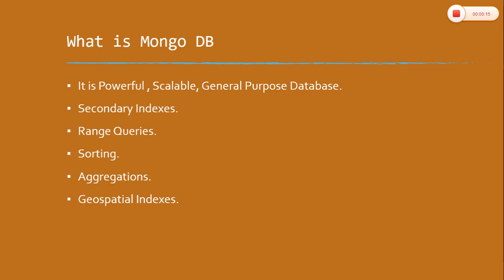What is MongoDB? It is a powerful, scalable, and general purpose database which contains secondary indexes, range queries, sortings, aggregations, and geospatial indexes. Generally, MongoDB is a NoSQL database. So far we have learned about Oracle, MySQL or SQL, which is a relational database which contains rows, columns, tables, and primary key, super key, candidate key, foreign key, and views, joins, etc. All these have major disadvantages in a database. So all these disadvantages are solved in MongoDB.